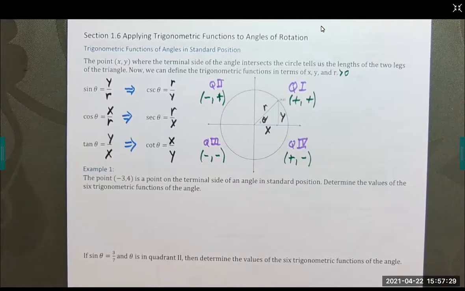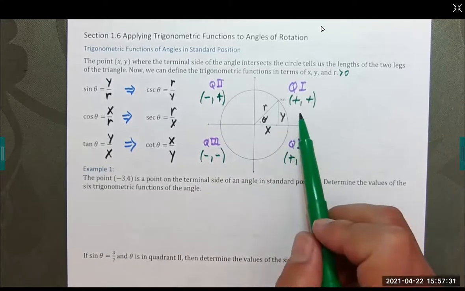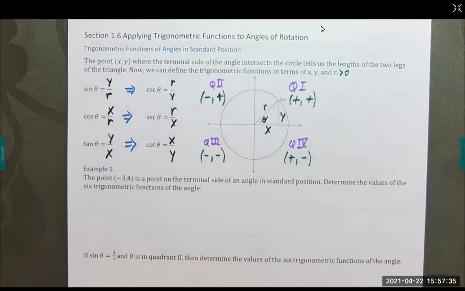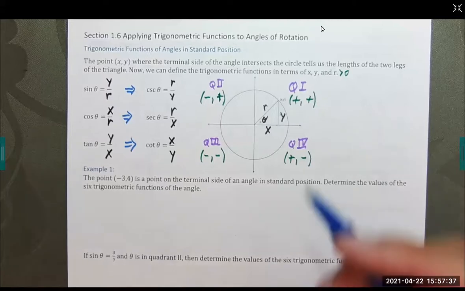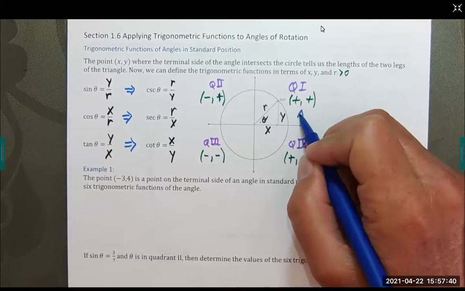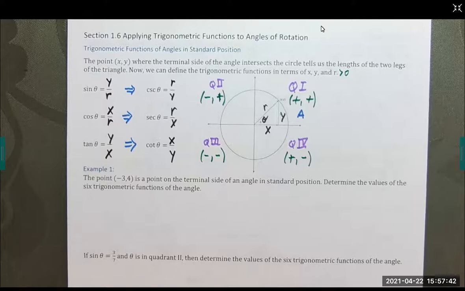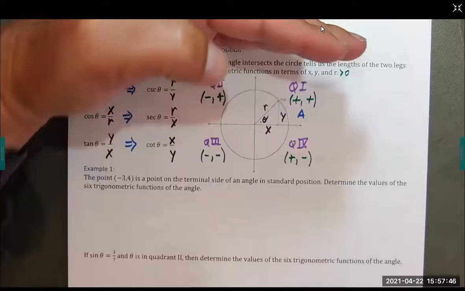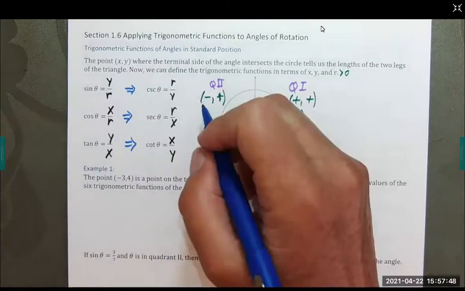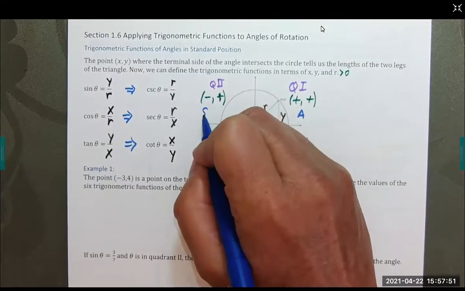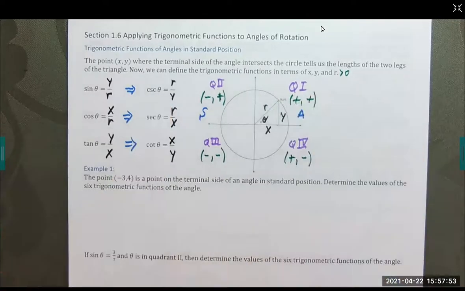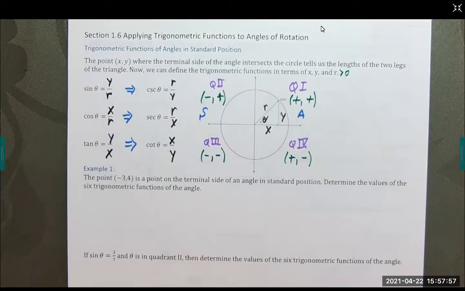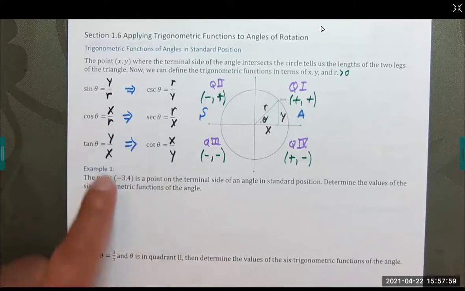And I want to point out, in quadrant 1, everything's positive, all 6 trig functions. And sometimes, because all are positive in this quadrant, we put an A. In quadrant 2, sine is still positive because y is positive, right? We're above the x-axis. So only sine and its reciprocal are positive. Cosine, secant, tangent, cotangent are all negative in quadrant 2. You can see they're all governed by x as well.